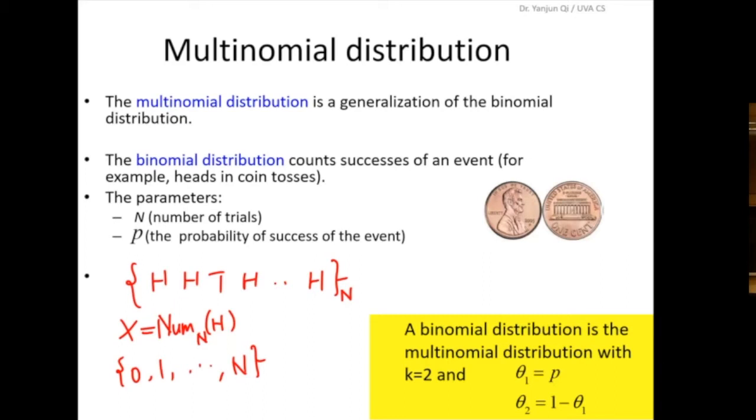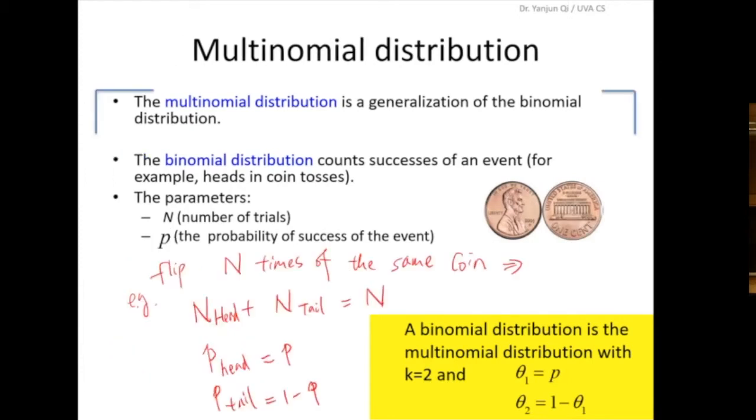When you're trying to figure out the binomial distribution, you actually have two parameters. First is n, how many times you flip the coin. And the second is p. For each flip of the coin, what's the probability that it's a head or a tail? So n head plus n tail equals n, and p head plus p tail equals 1, right? This is the binomial distribution.